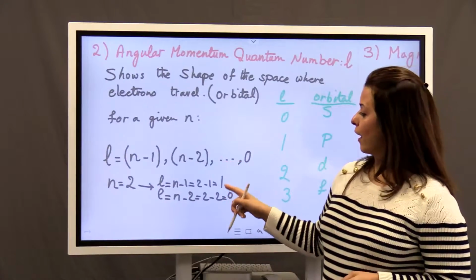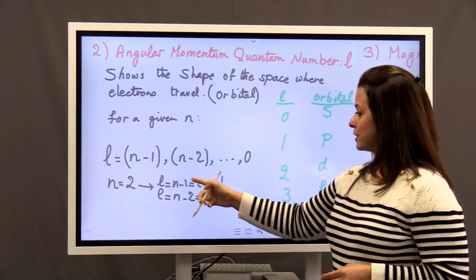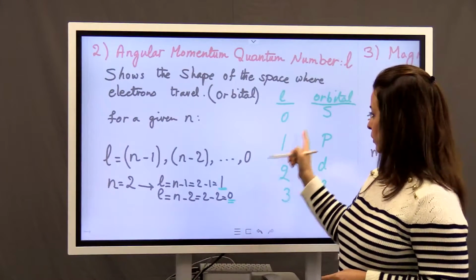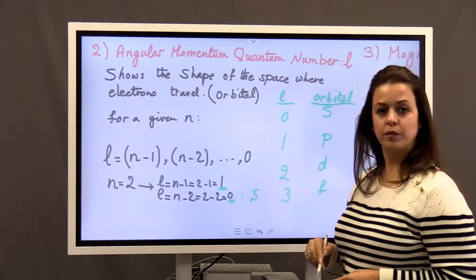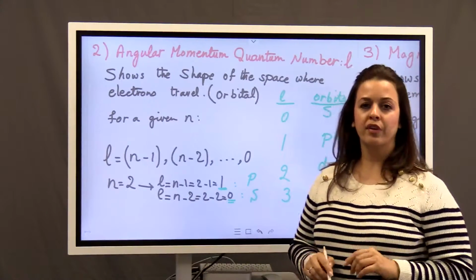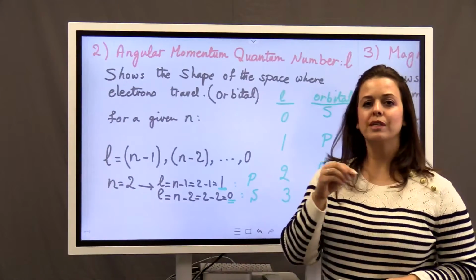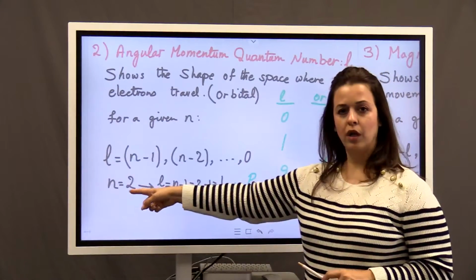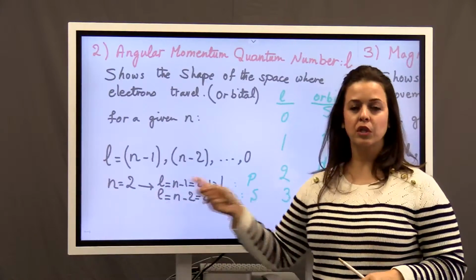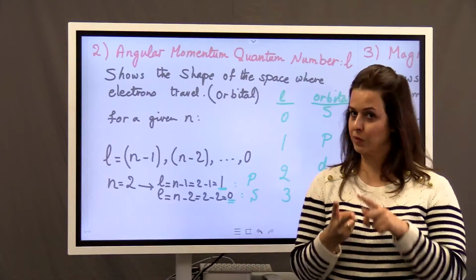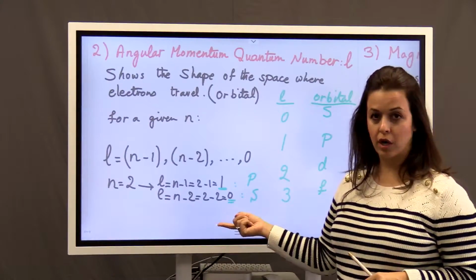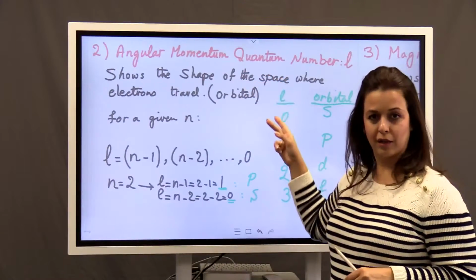So when we say N is 2 and possibilities for L are 1 and 0, what is the assigned letter for 0? We're talking about S orbital. And for L 1, we're talking about P orbital. If you remember from the previous chapter, didn't we say in each level there are the same number of sublevels? Do you remember the table? So in the second energy level, you expect to have 2 sublevels, right? And we said that there are S and P. Now you found S and P by calculations. I told you, you know N and L, right?